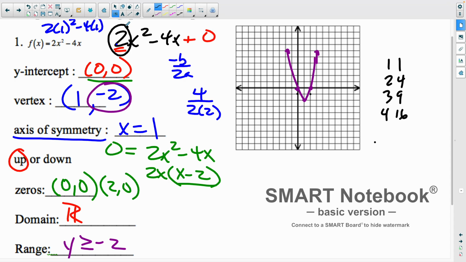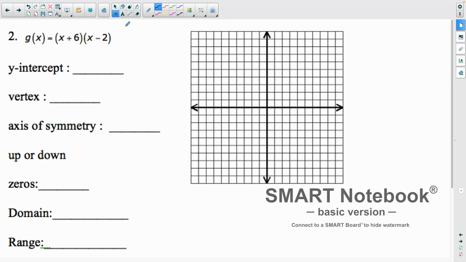All right. Let's try another one. So for this next one, what I'd like for you to do is I'm going to give you about 30 seconds to about a minute. Copy the problem down. And I want you to see how many of the little pieces of it you can find without really having to do a lot of work. Okay? Try to find those pieces.